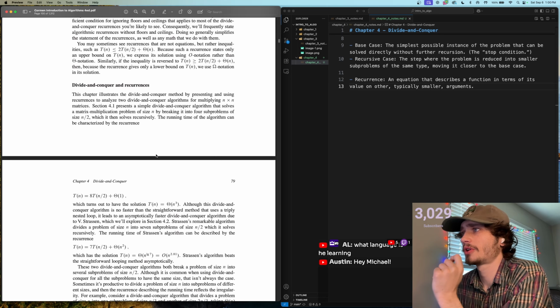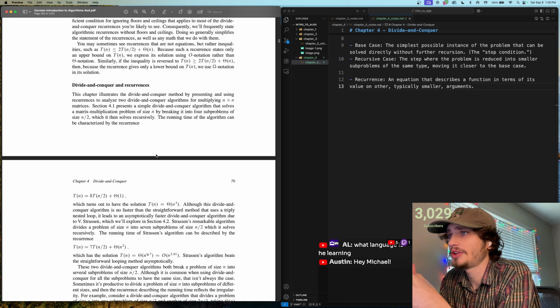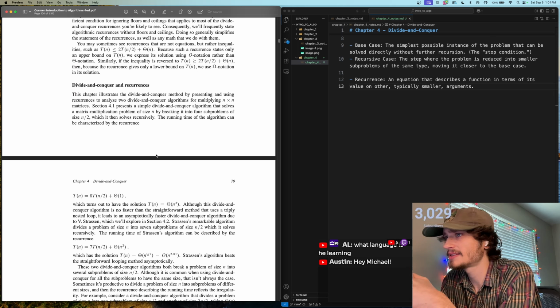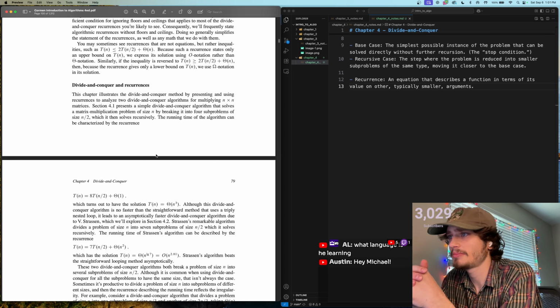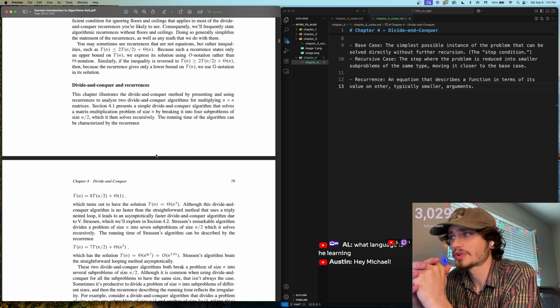Divide and conquer and recurrences. This chapter illustrates the divide-and-conquer method by presenting and using recurrences to analyze two divide-and-conquer algorithms for multiplying n×n matrices. Section 4.1 presents a simple divide-and-conquer algorithm that solves a matrix multiplication problem of size n by breaking it into subproblems of size n/2, which it then solves recursively.